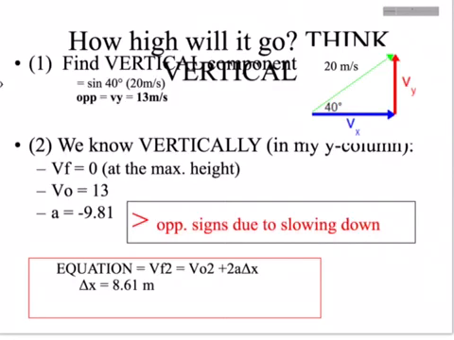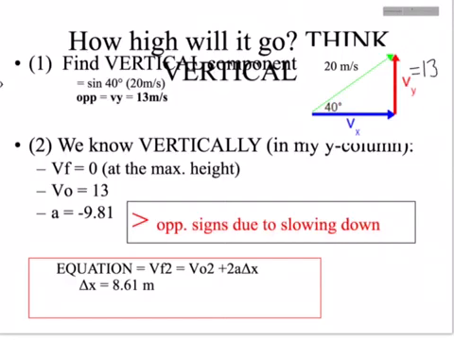I don't care anything about the horizontal part. I just need to know something about the vertical velocity. So I can use my trig functions to solve for the vertical velocity by using sine, opposite over hypotenuse. So once I do that, I know the vertical velocity is 13 meters per second. So I can write that in here, 13 meters per second.